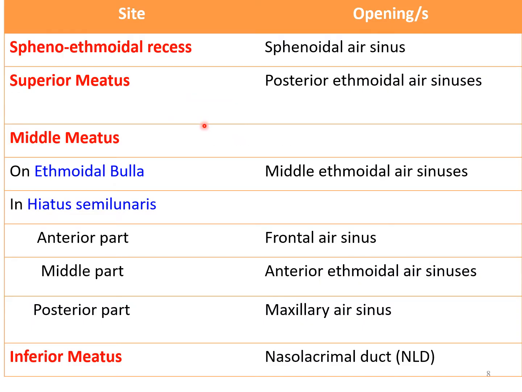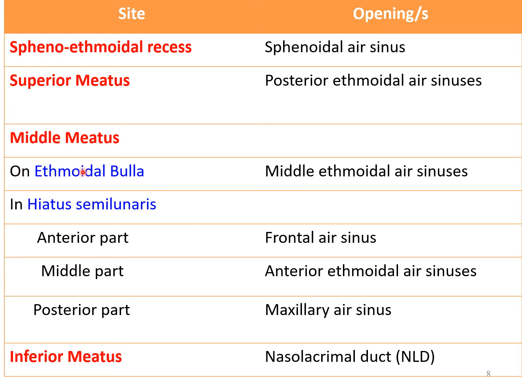So let us see here in a tabulated form, we can see the sites and the structures opening into them. Sphenoethmoidal recess: the sinus that opens is the sphenoidal air sinus. Very easy to remember. See, this has the word spheno here also. So the sphenoidal air sinus will open. Superior meatus: posterior ethmoidal air sinuses. And the middle meatus, right? Let us see all these sinuses, the rest of the sinuses will open here.